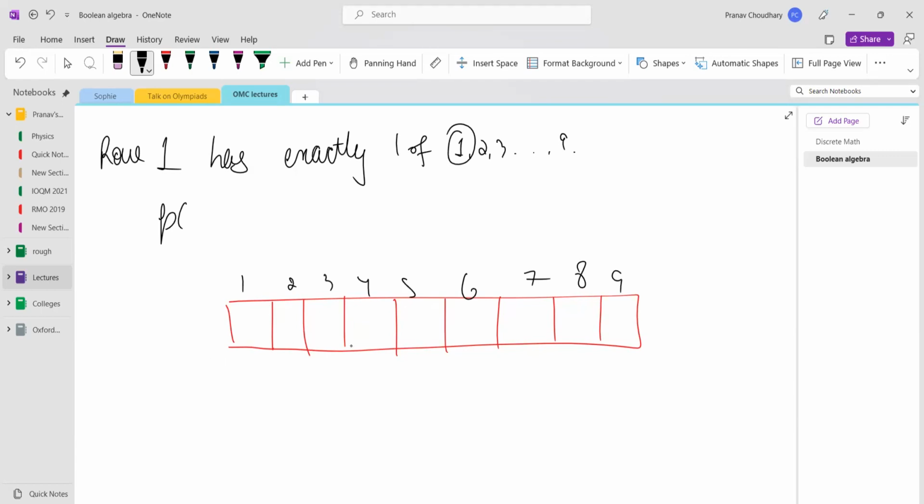1 is there in exactly one of these cells. And then I'll check for 2, and I want that 2 is there in exactly one of these cells. So until 9. But notice that we can loosen this condition a bit.